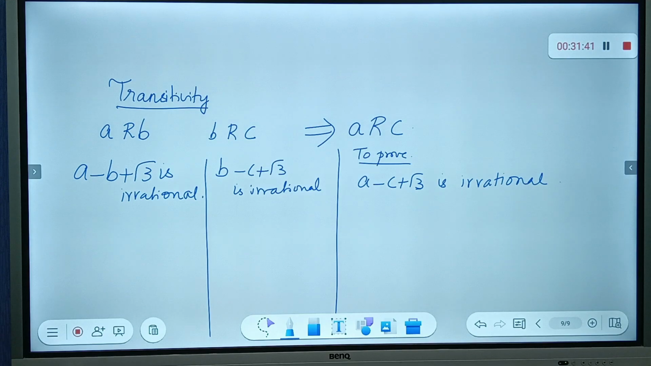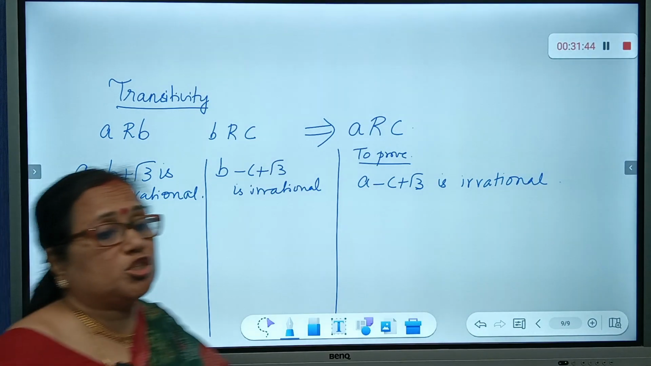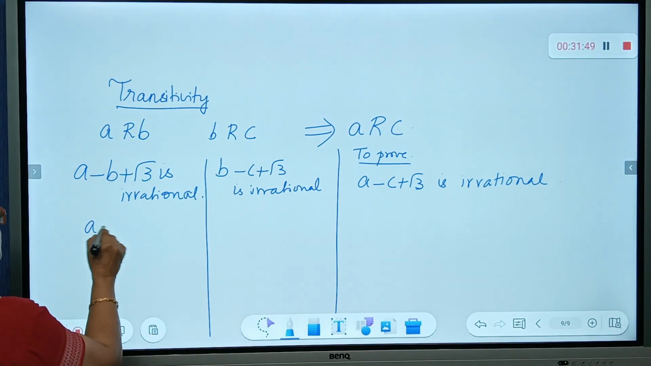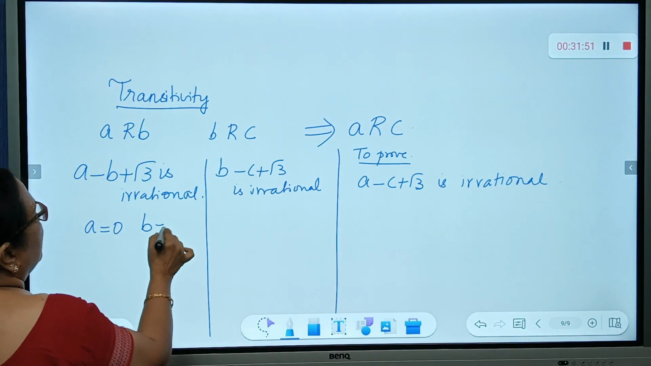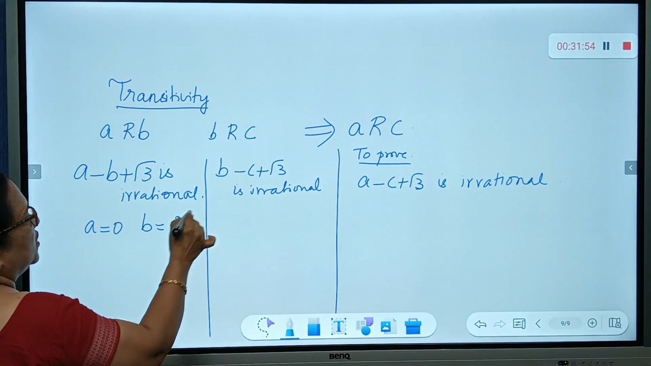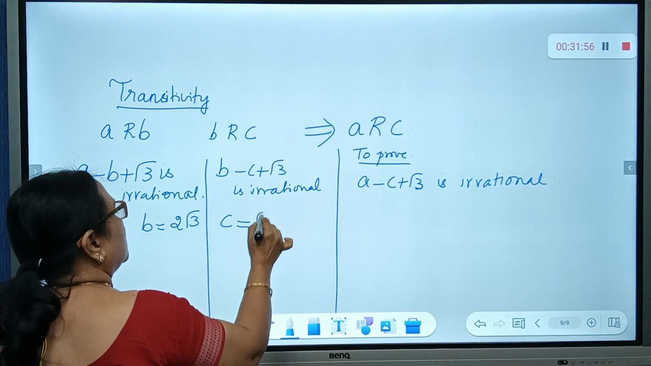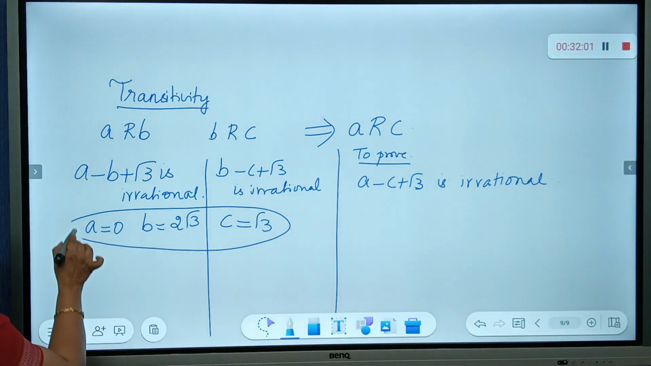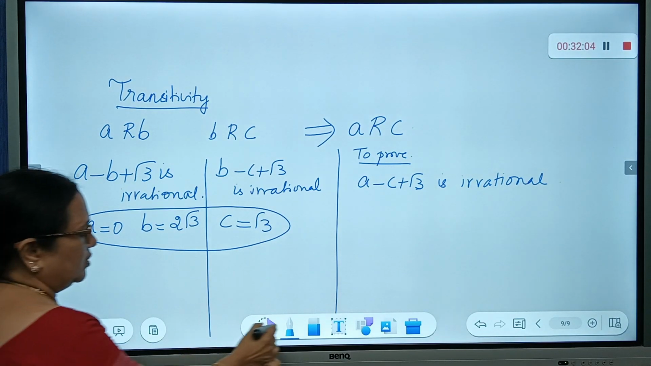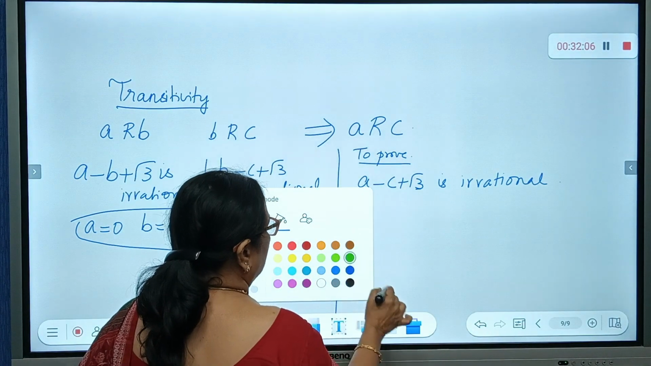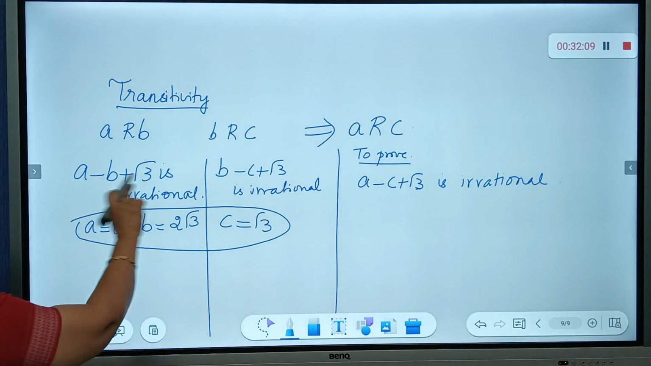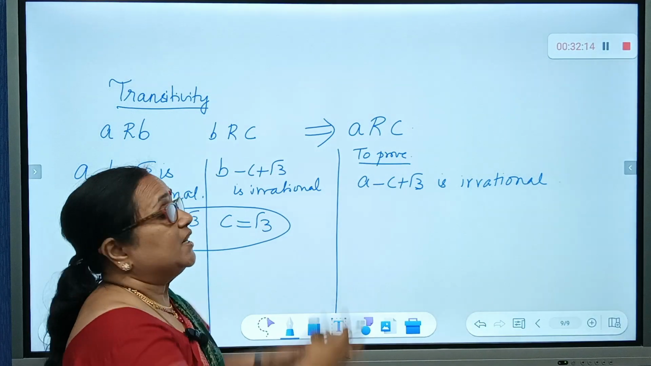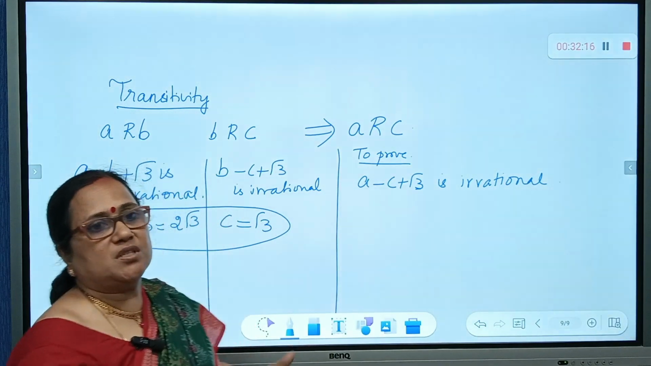Is it going to be true? Again, I told you, you have to develop intuition in mathematics. You have to play with numbers. So let me take A to be 0, B to be, say, 2 root 3 and C to be root 3. So I am going to make a choice. A is 0, B is 2 root 3 and C is root 3. Now I am going to check each of the following. These two should be satisfied. If these two are satisfied, does it imply A is related to C is the question that we are asking.